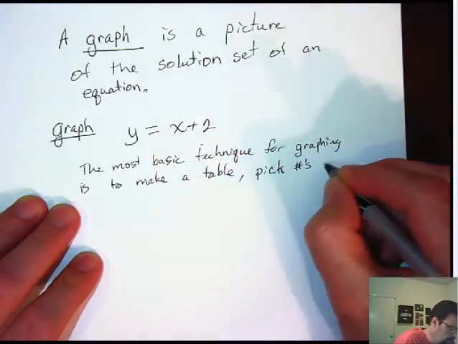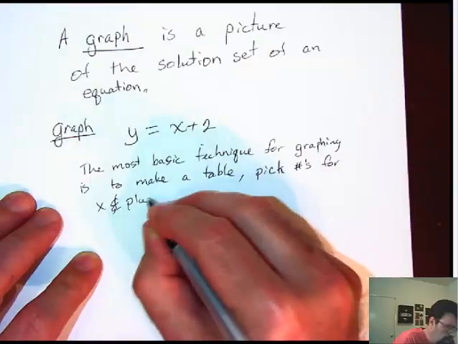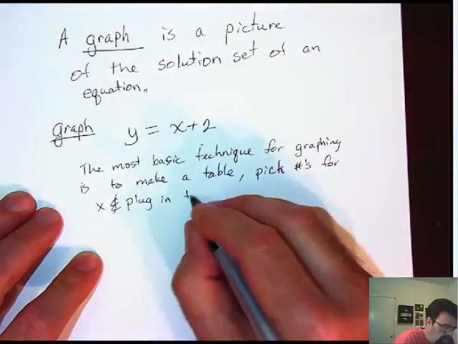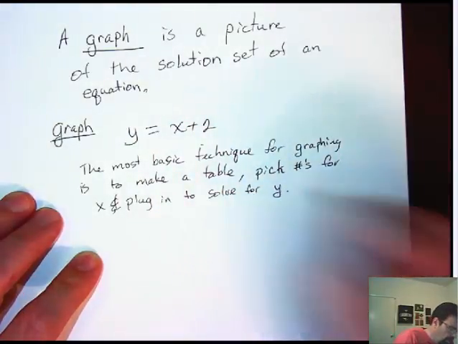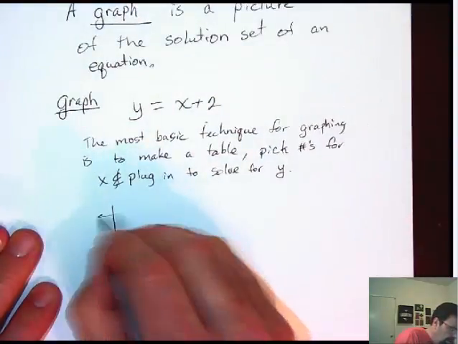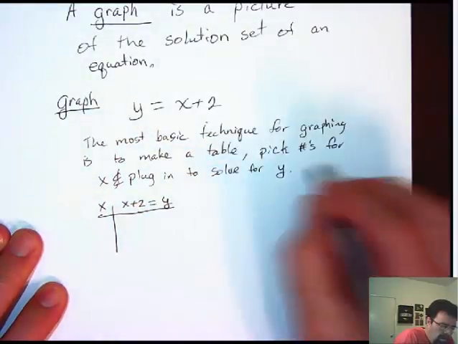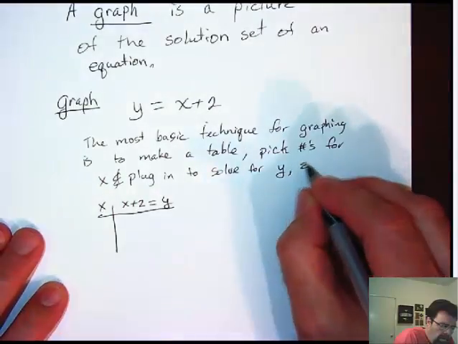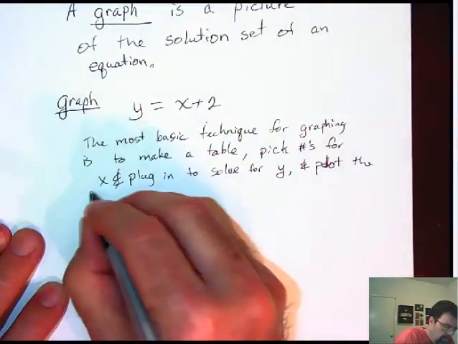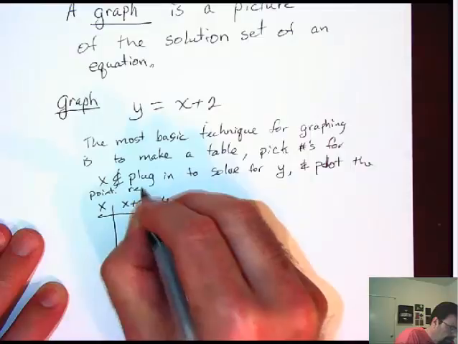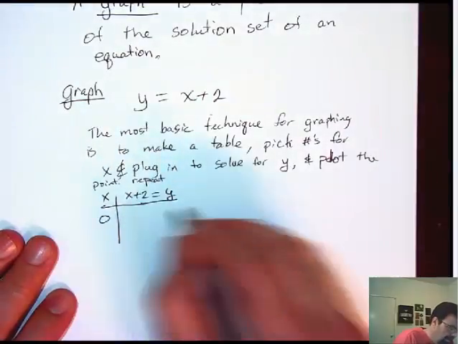Pick numbers for x and plug in. Okay. So you're going to make a table, plug it into the equation, solve it for y, and plot the point. Then you're going to repeat and repeat and repeat and repeat.